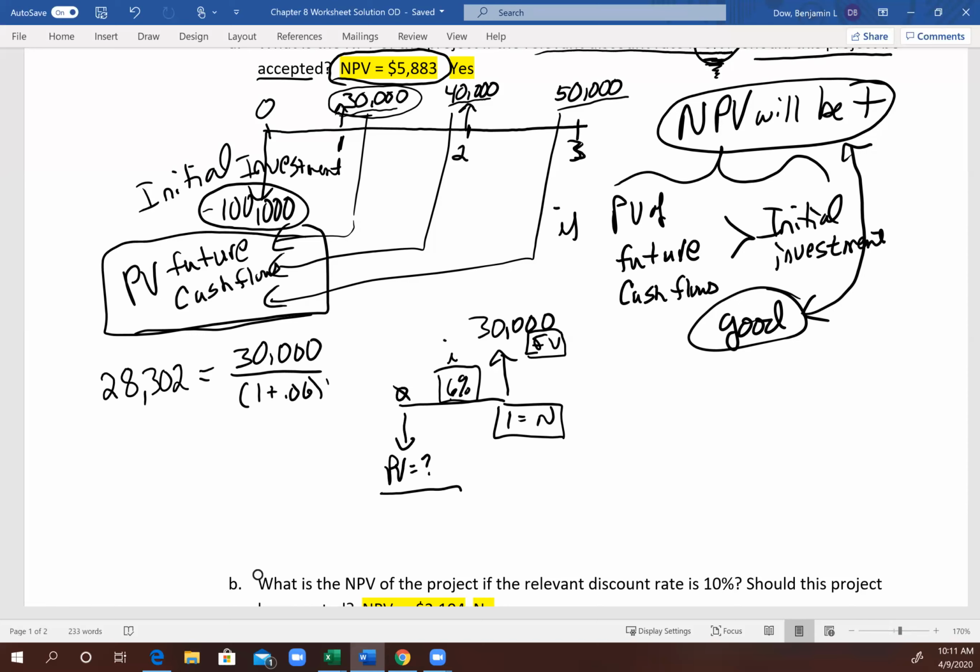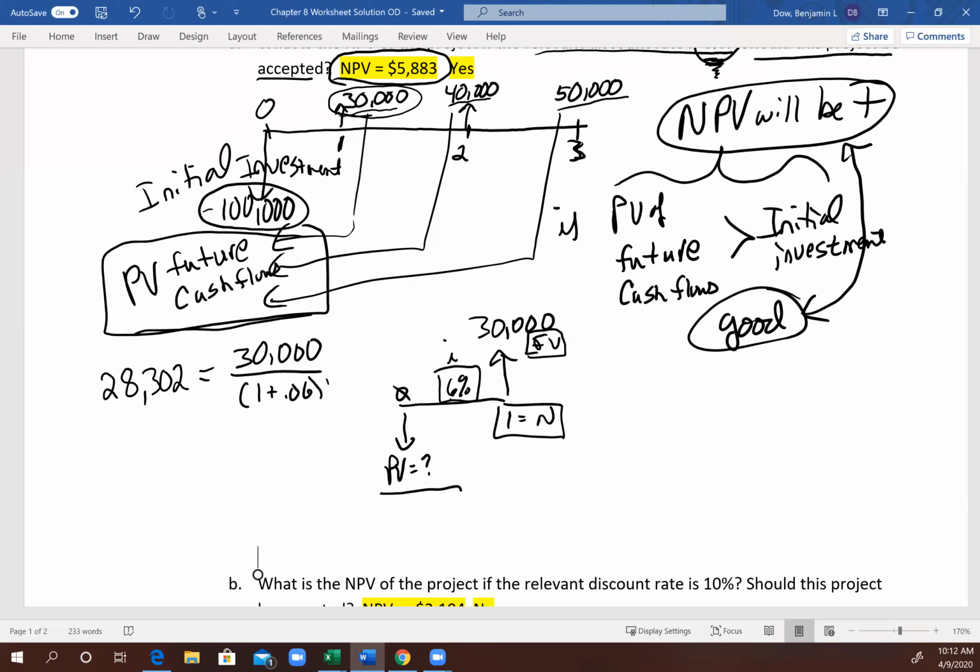Am I supposed to say it? Because I saw you wrote it on the screen, but Go ahead. Did you get it? Yes, 28,302. Very good. So you can either use your financial calculator or you can go old school and do it by hand. So that's the present value of the year 1 cash flow.